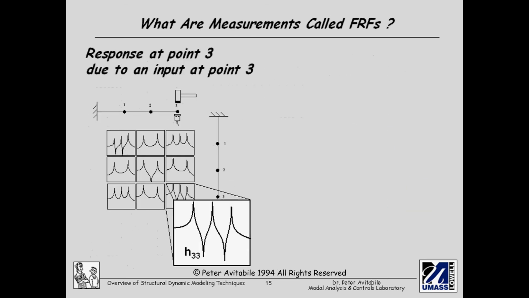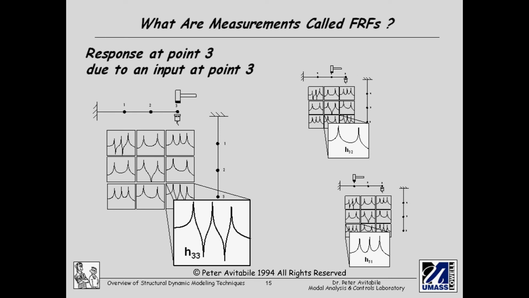Now let's look at one of these measurements. Let's say that we took an accelerometer and mounted it at the tip of the beam, and then we took a hammer and impacted the beam at the tip. So we would be measuring the response at point 3 due to an input at point 3. So the response function that we measure is H33. Now I only have shown the magnitude part of the frequency response function here. We have to remember that these are complex valued functions and they have magnitude and phase. So now I'm going to look at that measurement, and I'll notice that that is in the 3, 3 position of that frequency response matrix.